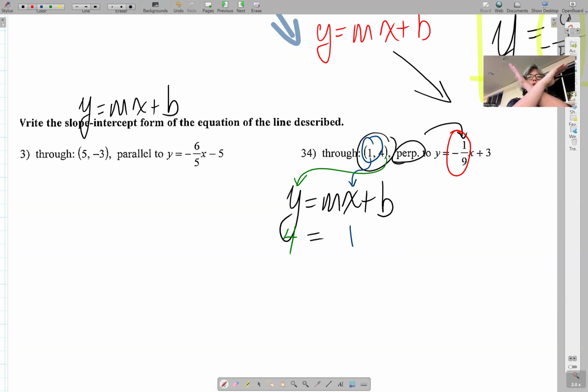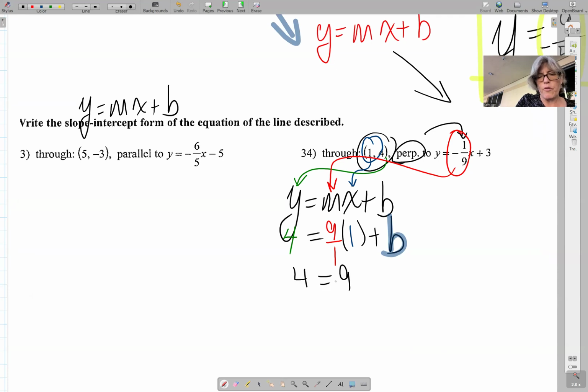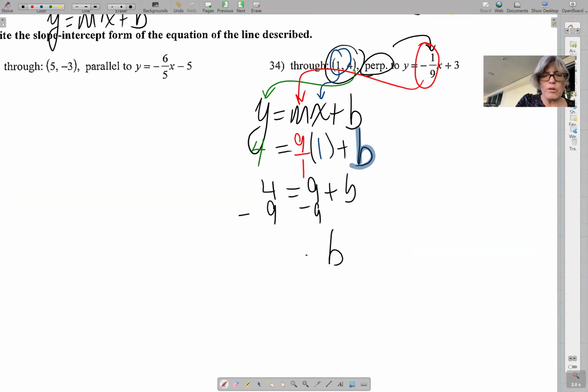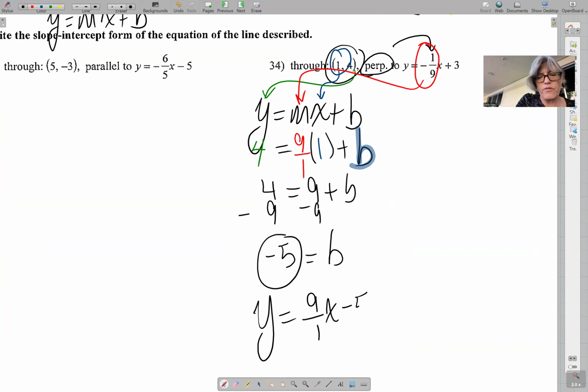Perpendicular slopes are opposite reciprocals. So my perpendicular slope is going to be positive 9/1. This is going to be multiplying x, plus b, which is my unknown. And you simply solve, of course. So I have 4 equals 9 times 1 plus b, subtract 9 from both sides, and b is going to equal negative 5. So my equation is y equals 9/1 x minus 5.